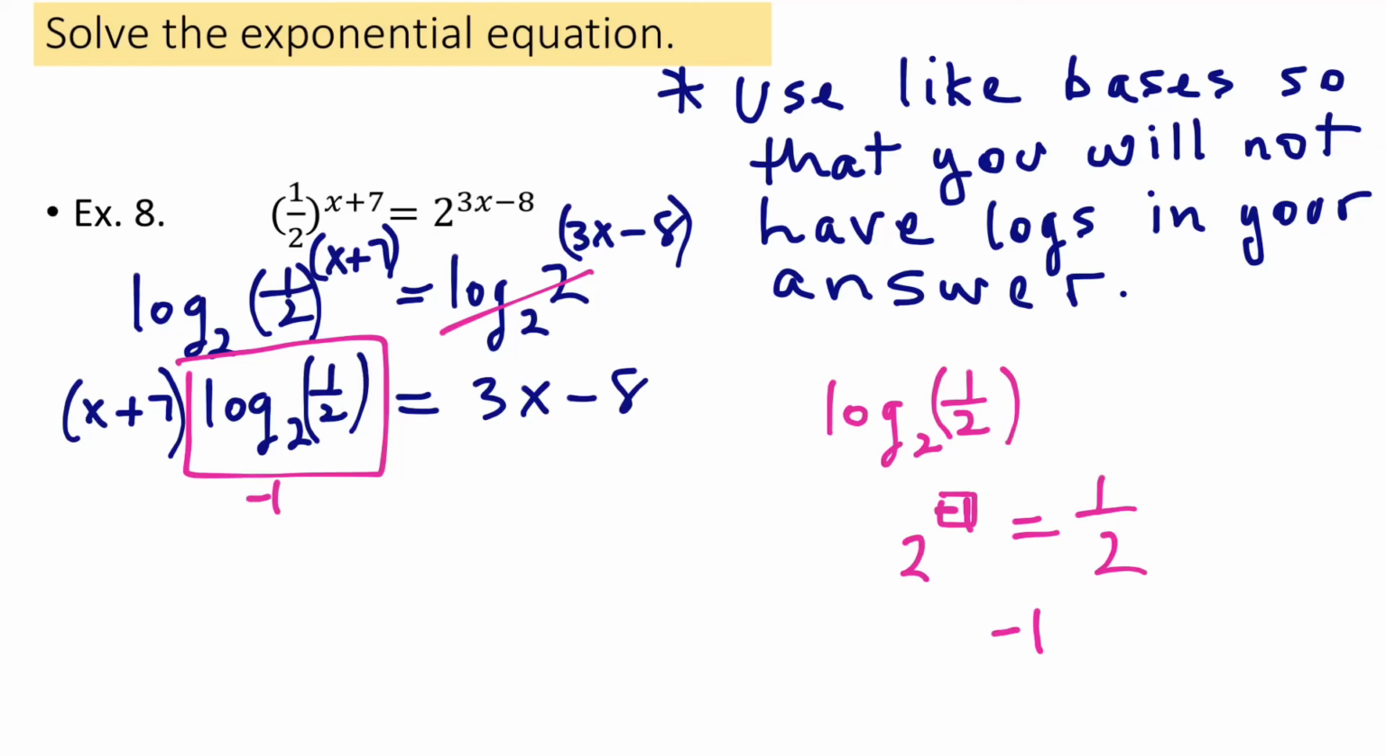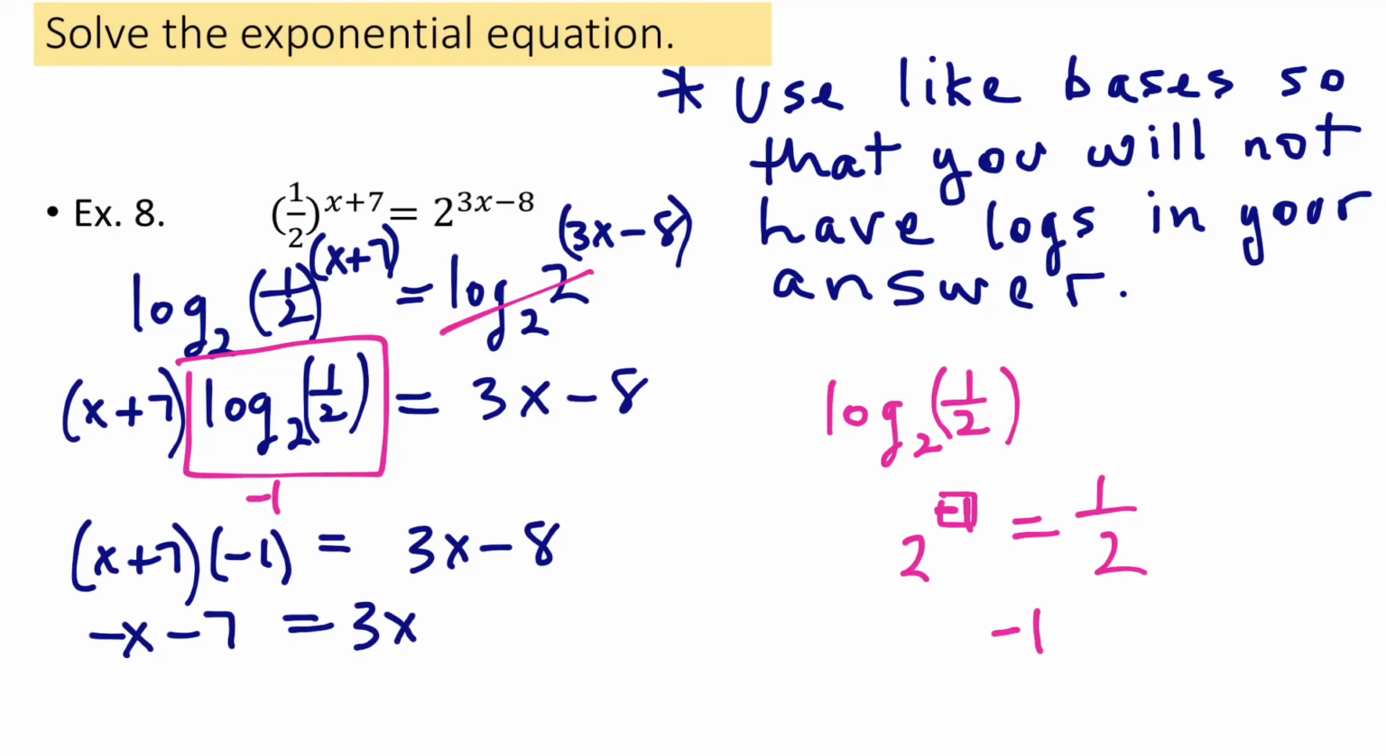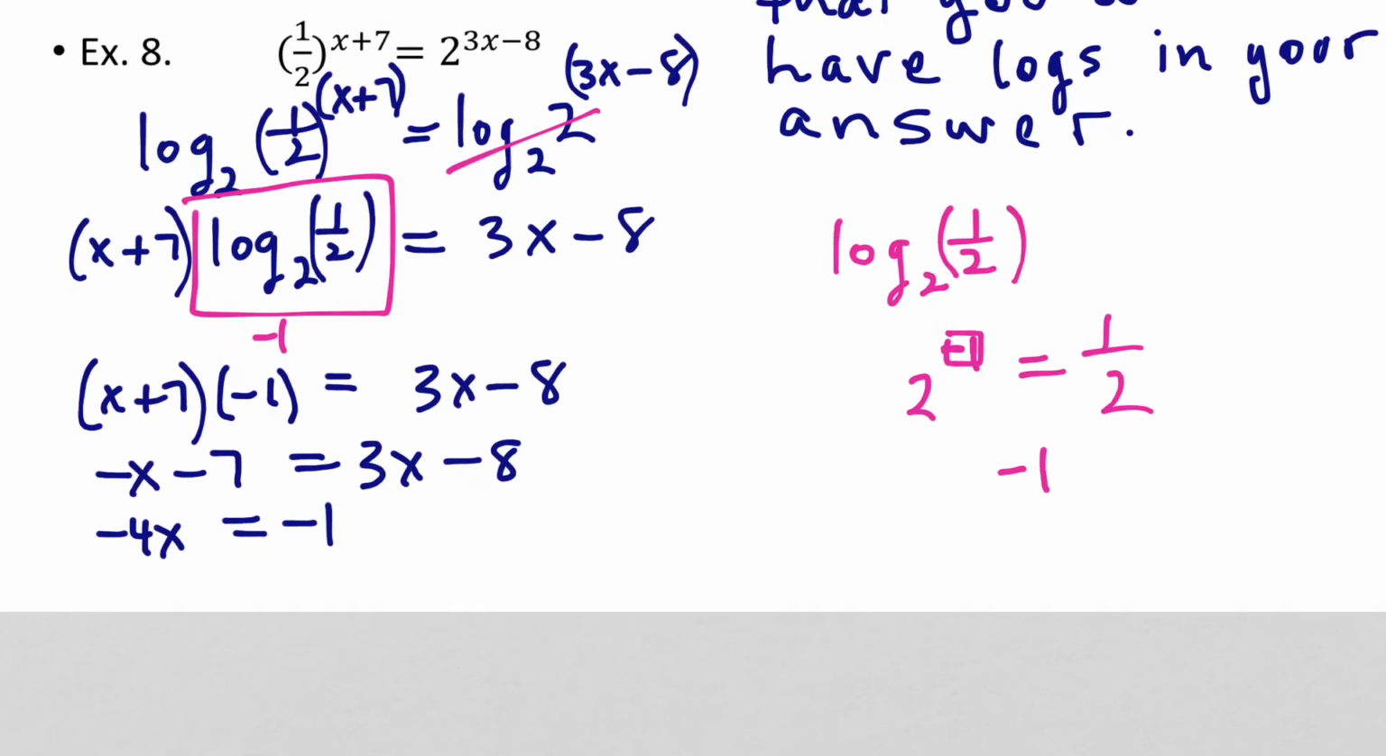So now I've got x plus 7 times -1 is equal to 3x minus 8. So we've taken all the logs out of our answer. So I've got -x minus 7 is equal to 3x minus 8. Let's get the x's to the left. That's minus 4x. Let's get the numbers to the right. So -8 plus 7 is -1. So that means that x is equal to 1/4.